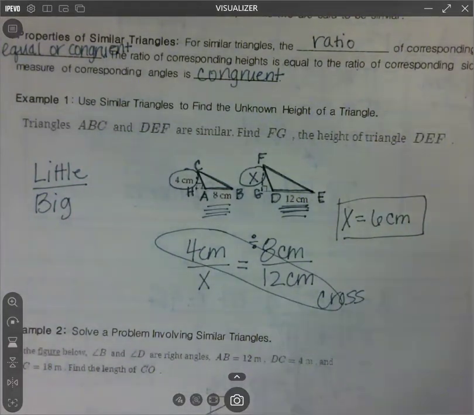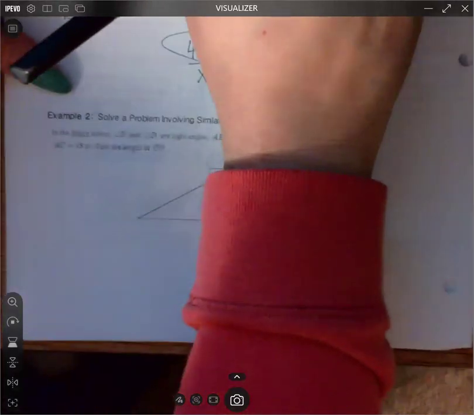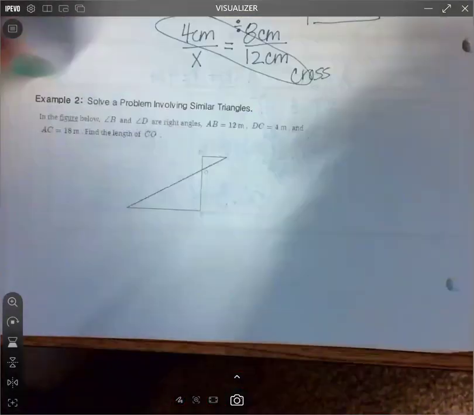The triangles are not always going to be turned so that the orientation is the same. In some cases, you're going to have to redraw it or figure out which pieces are in the same location. This next example will show you what I mean by that.